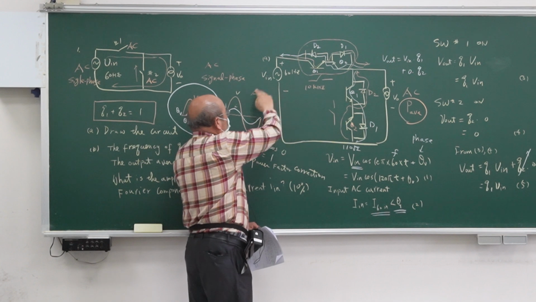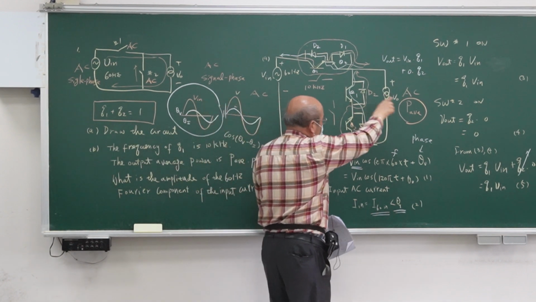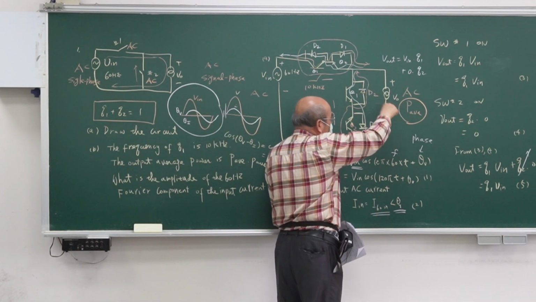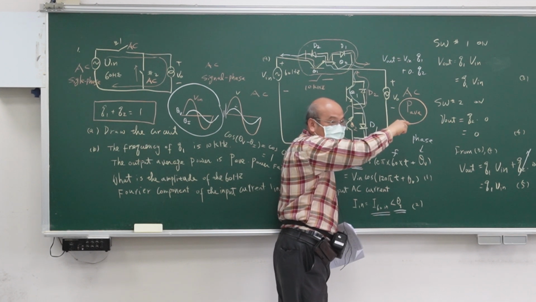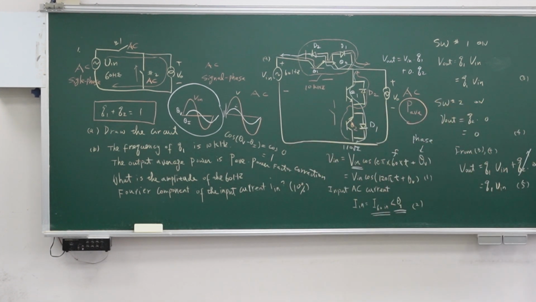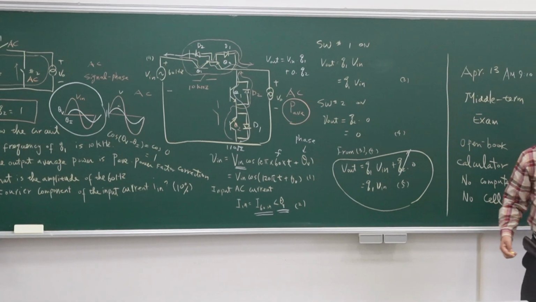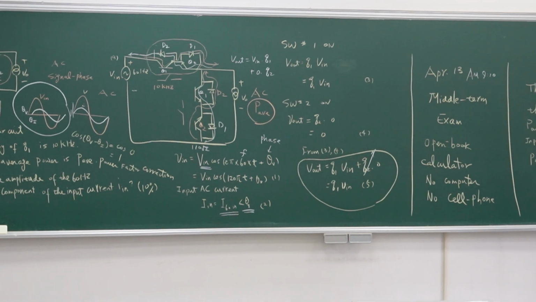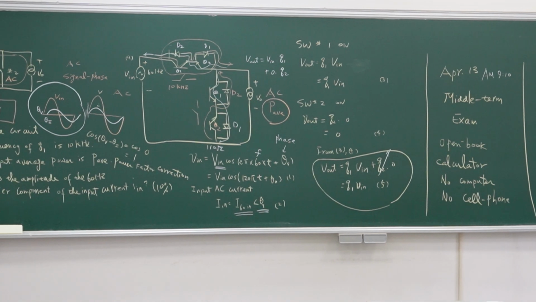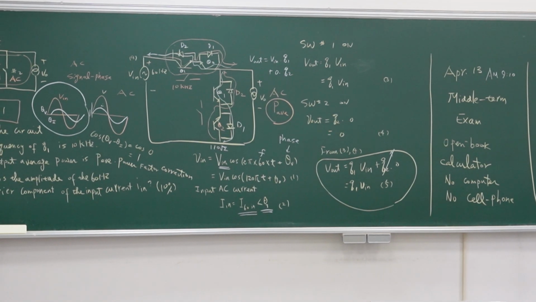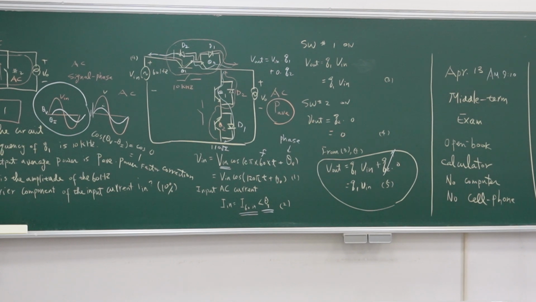And also we can use the switch to change output amplitude, right? So we can do the power factor correction, and we can change the output voltage. So this is problem 1.